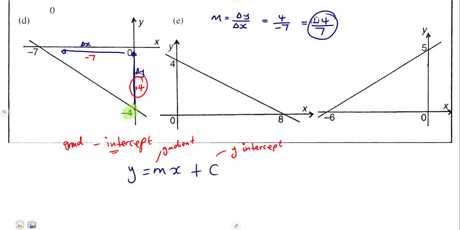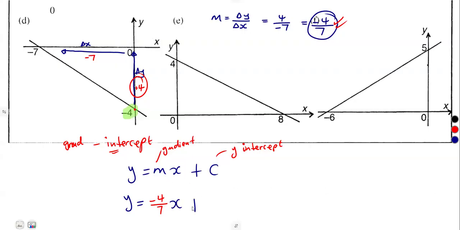Therefore, we can have our equation. The equation can be given in this form, simply substitute your gradient and the y-intercept. These two, you simply substitute them from what you determined. So what you determined is -4 over 7, representing m, our gradient. So y is equal to -4 over 7x. All right, x is part of your formula.